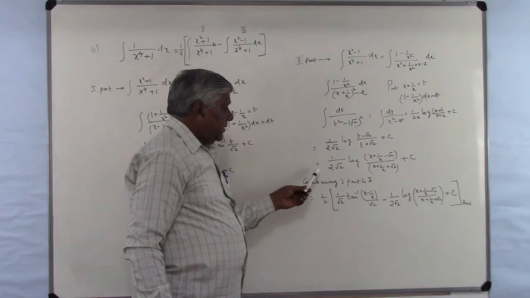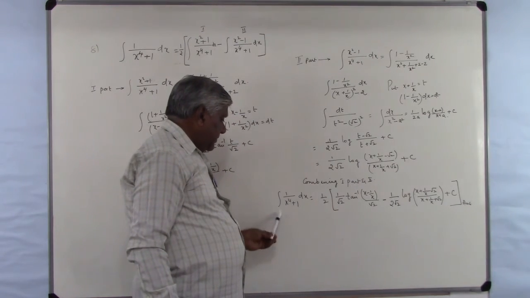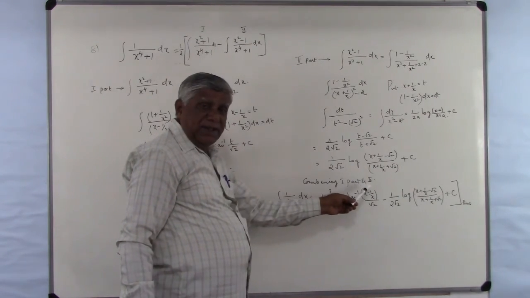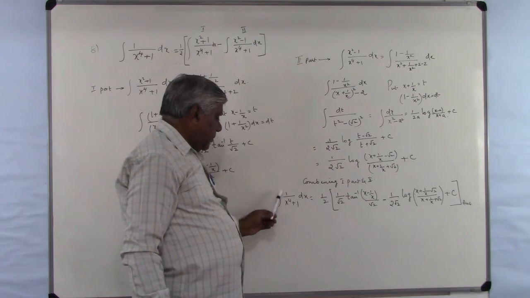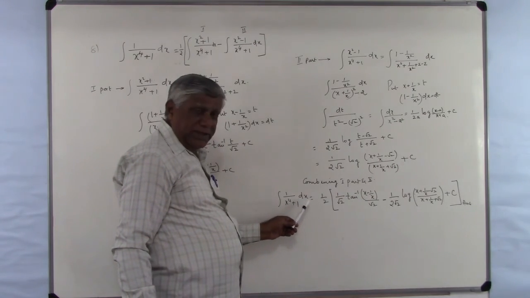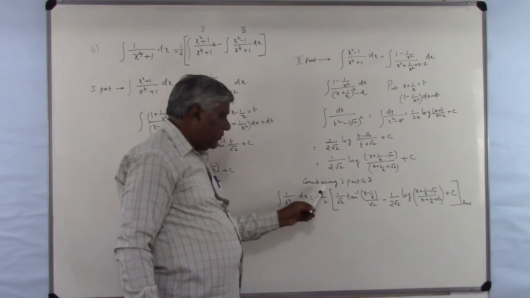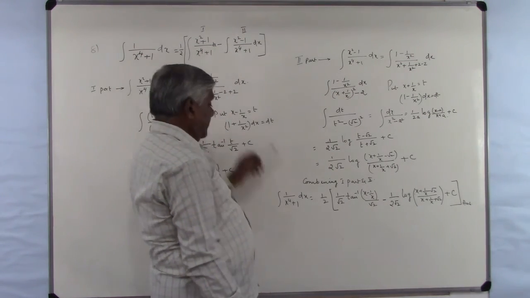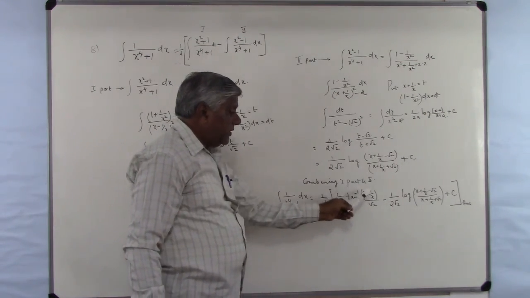Now, the entire problem is combining the first part and the second part. See again, integral 1 over x to the power of 4 plus 1 dx can be equal to half of, here, this half of 1 over root 2, this we have combined.